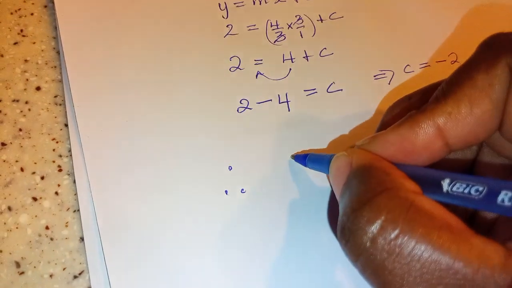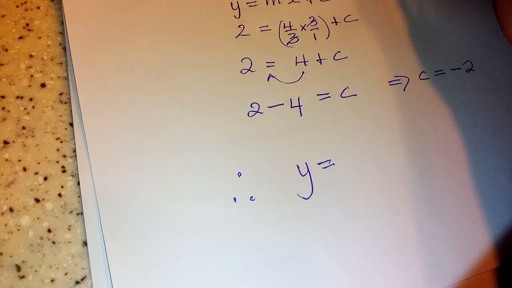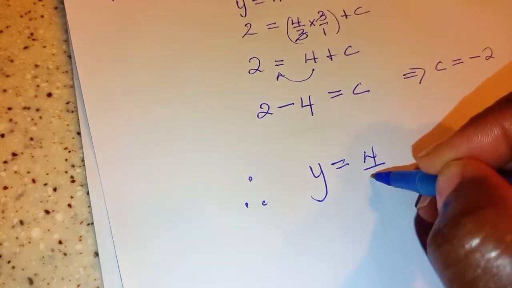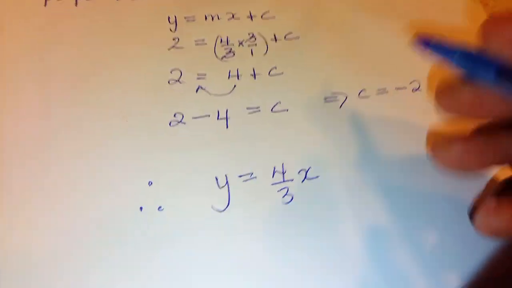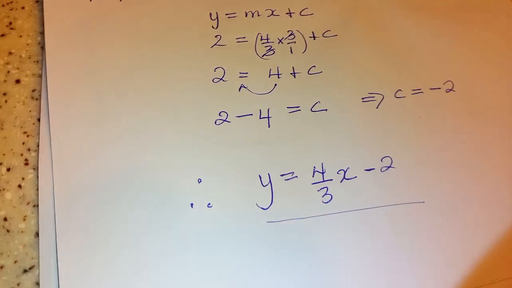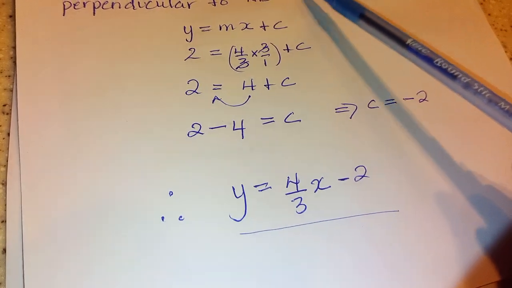Therefore, the equation of the line is going to be y is equal to, our gradient goes first, our gradient is 4/3, so 4 over 3x. And then we're going to put our c value at the end, which is minus 2. That is the equation of the line that is perpendicular to AB and passes through the point (3, 2).